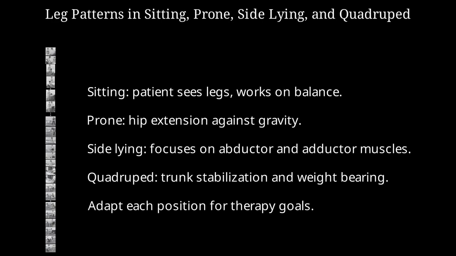In the sitting position, patients can see their legs and work on balance. Prone position allows hip extension against gravity. Side-lying emphasizes abductor and adductor muscles, while quadruped requires trunk stabilization and weight-bearing on arms and the non-moving leg. Each position can be adapted for specific therapeutic goals.